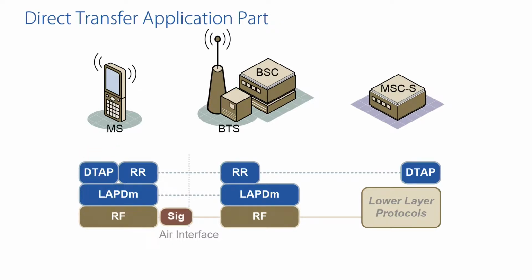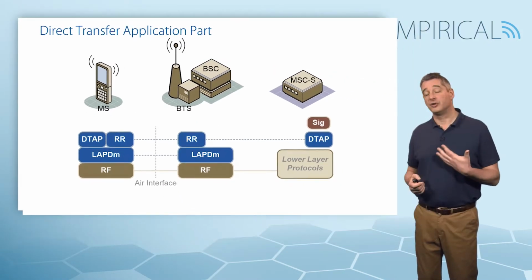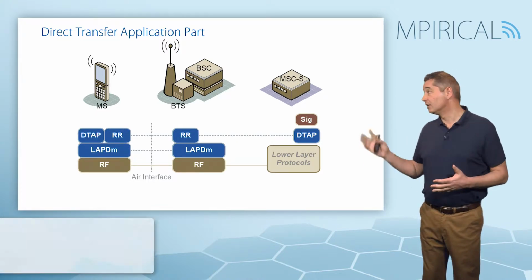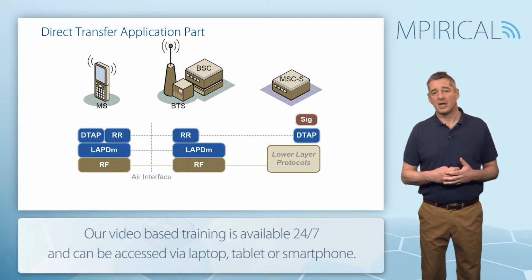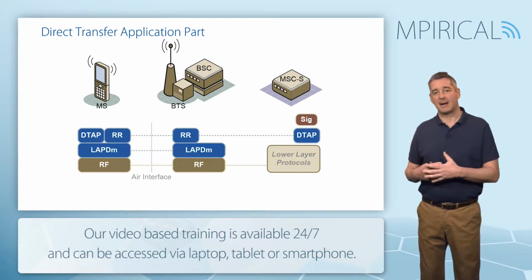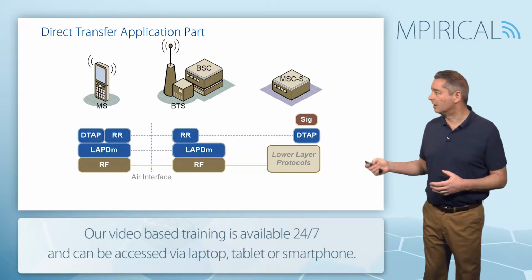Here we can see it's using the services of LAPDm and the GSM physical layer to pass that information first of all across the Um interface, and then as it leaves the BSC on the A interface towards our MSC server. So what type of messages can we categorize as our DTAP, our Direct Transfer Application Part?